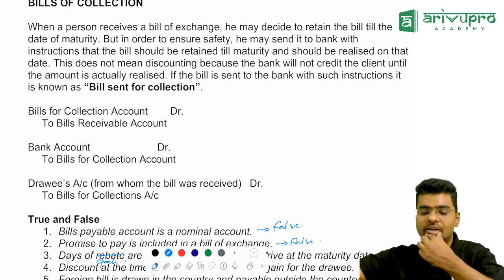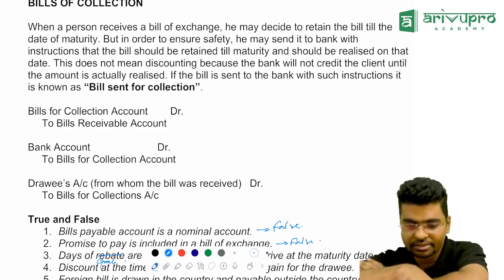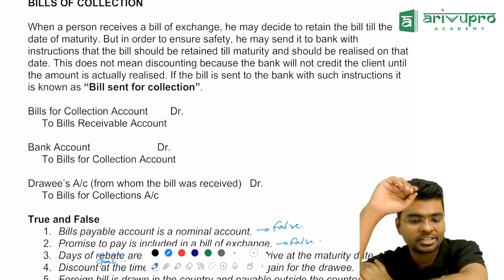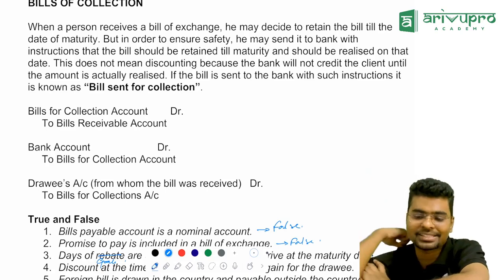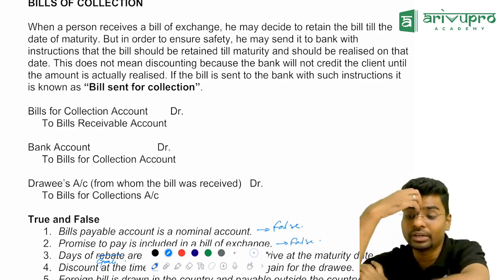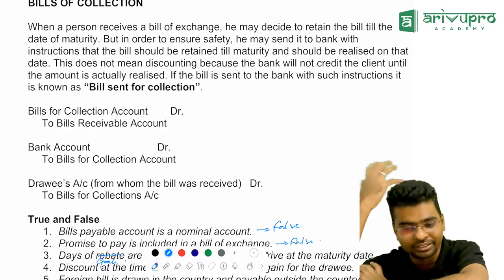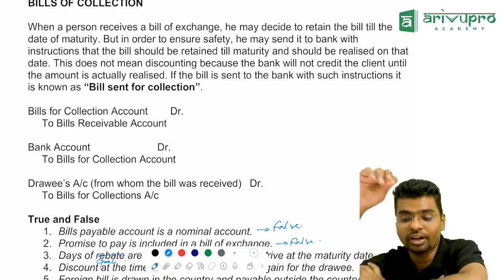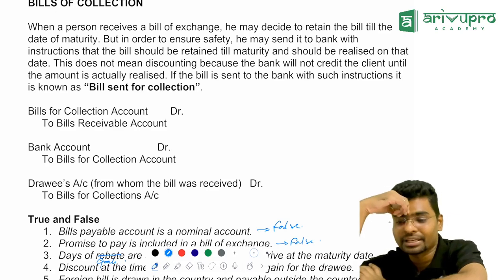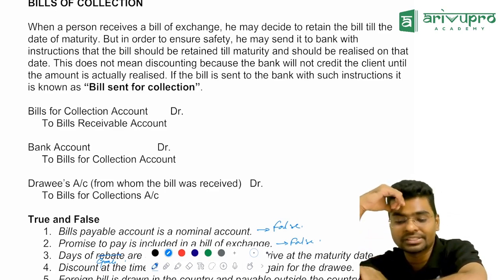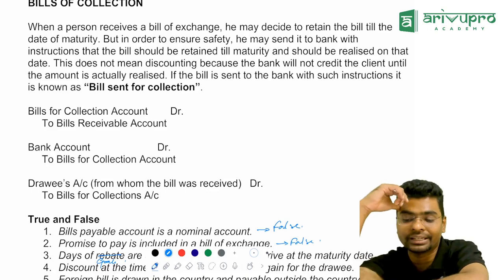Yeah. So look into this. What do you mean by bills for collection? When a person receives a bill of exchange, he may decide to retain the bill till the date of maturity. But in order to ensure safety, he sends it to the bank with the instruction that the bill should be retained till maturity.